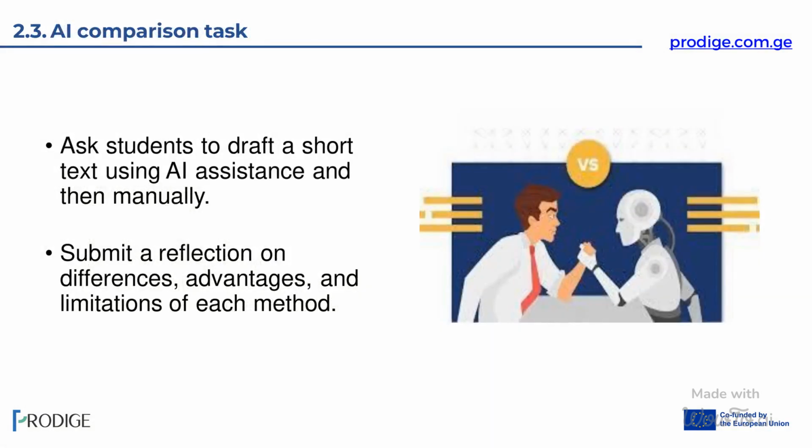Another easy activity that supports employability skills is an AI comparison task. In this exercise, students first draft a short text using AI assistance, and then create a second version manually. Afterward, they submit a short reflection comparing the two approaches. Students analyze differences in quality, speed, creativity, and accuracy, while also identifying the advantages and limitations of each method. This helps them understand how AI can support, but not replace, human thinking and judgment.